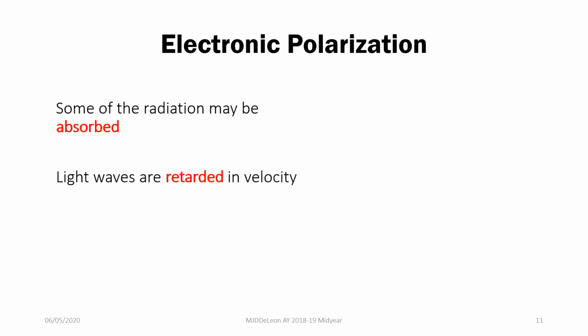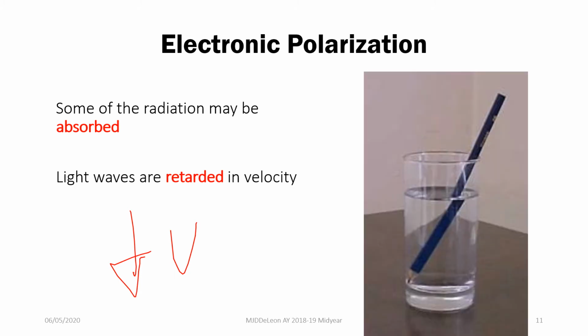In electronic polarization, we're actually decreasing the velocity of our light waves. And this is the reason kung bakit nagkakaroon tayo ng refraction in our, not just materials, but in our matter. So kaya pag tumingin kayo ng straw or ng something sa underwater, nag-iiba yung parang apparent size niya or distance niya dahil yan sa electronic polarization.